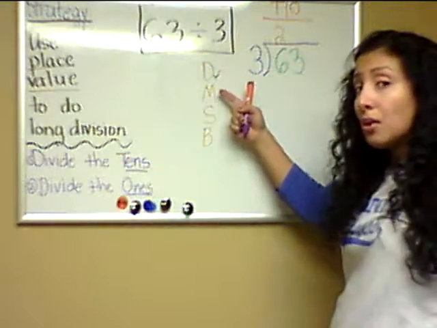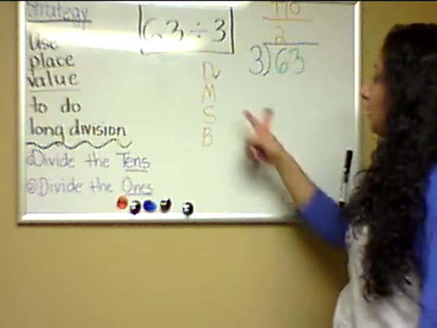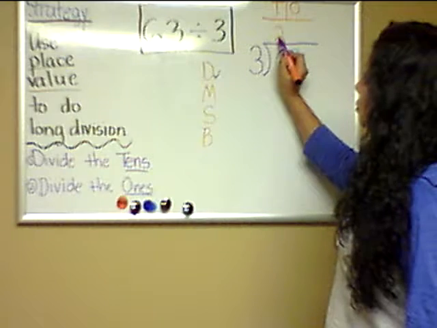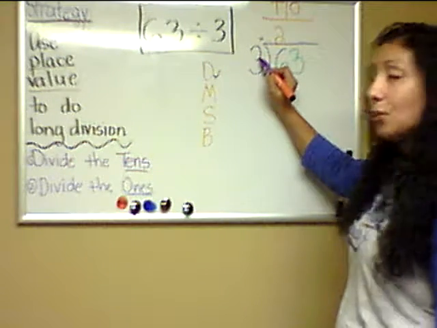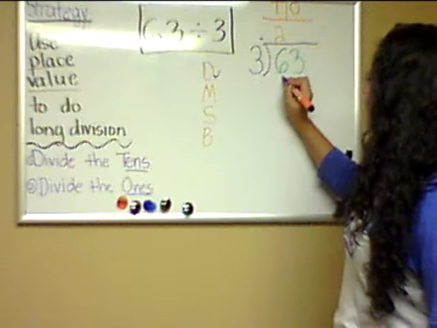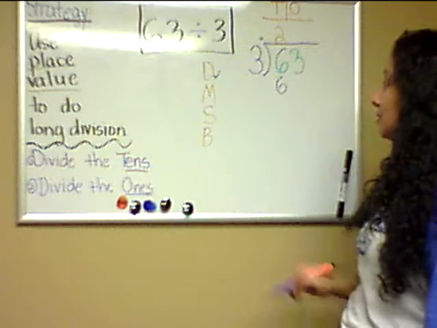Next step is to multiply. Now you're going to multiply 2 times 3. 2 times 3 equals 6. Write it right under the 6 because you're working in the tens place. Check.